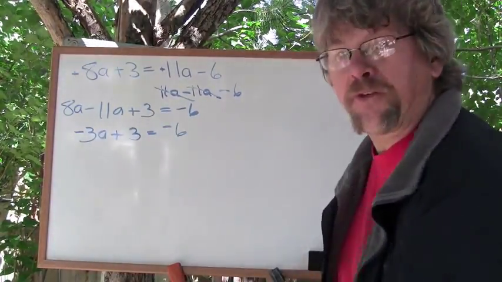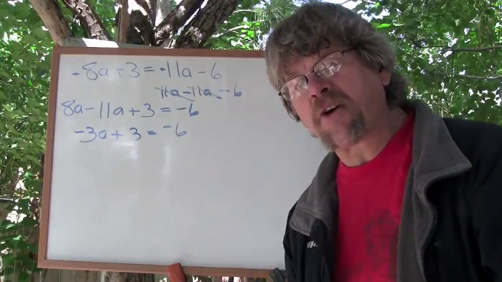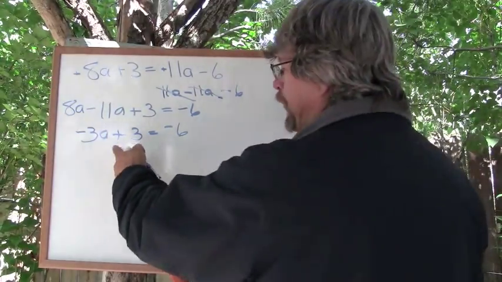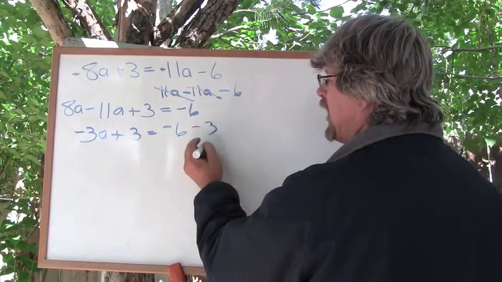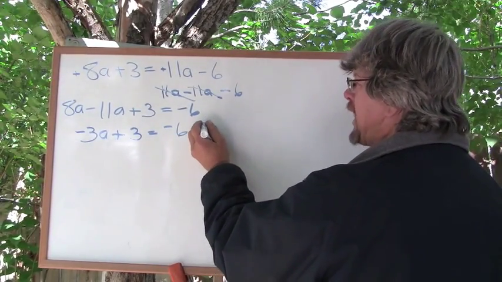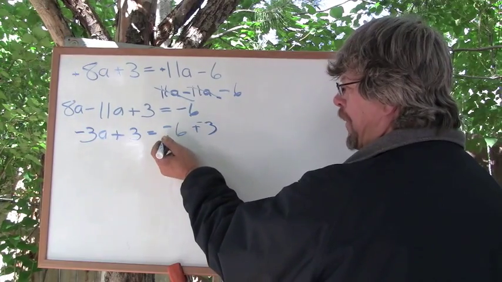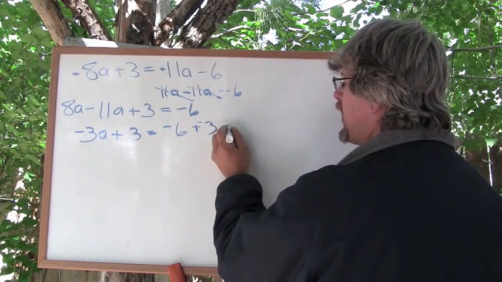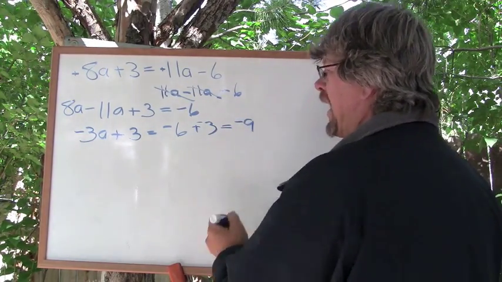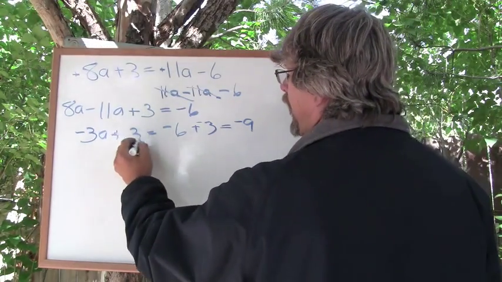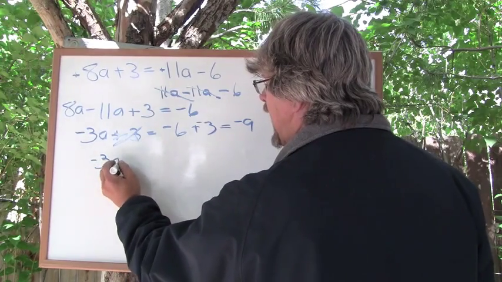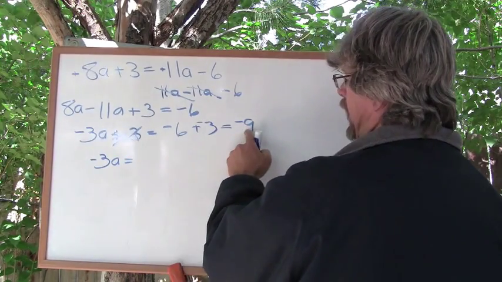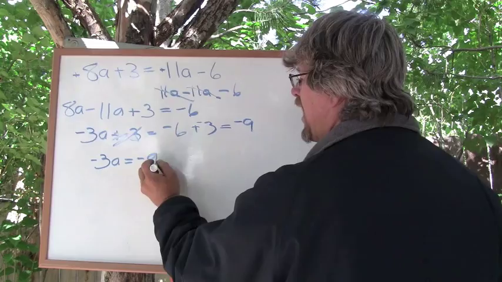We want to get rid of the 3 because we're trying to isolate the variable a, right? So we subtract the 3 because it's added over here. We subtract the 3. Subtraction is adding the negative. So this is negative 6 plus negative 3 is negative 9. Now we've gotten rid of the 3 here. We have negative 3a equals negative 9.